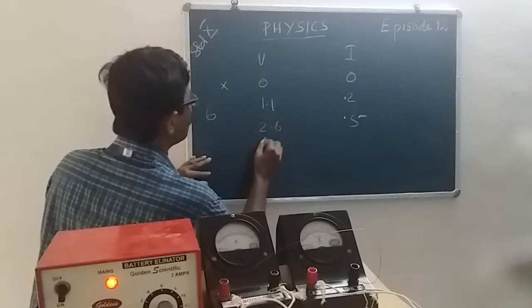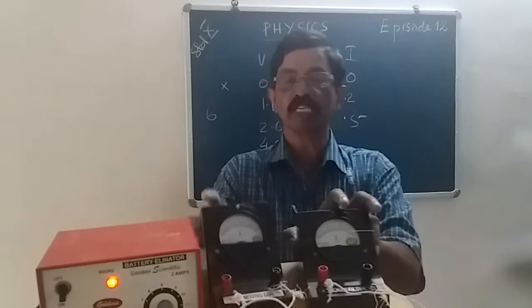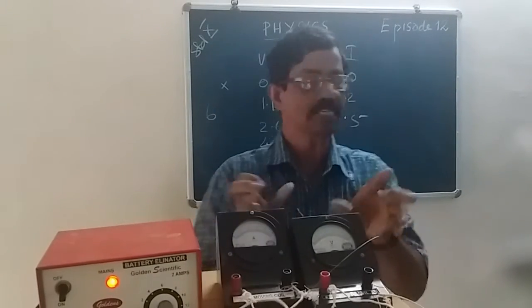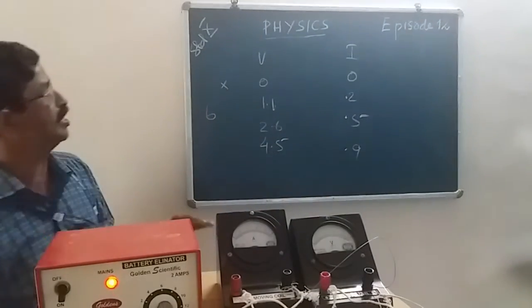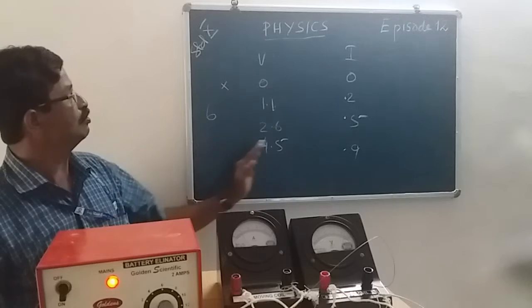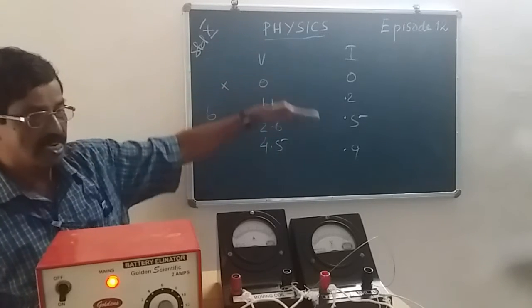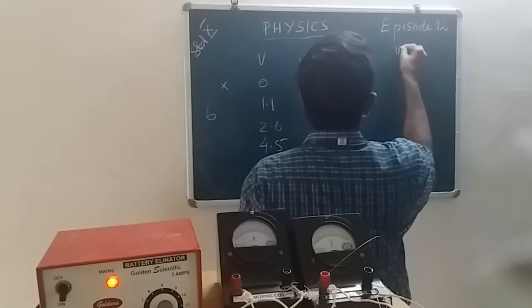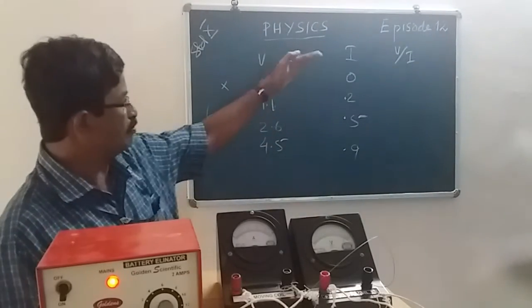but you can see the potential across it is 4.5. And the current through the ammeter is 0.9, that is between 0.8 and 0.9. Now this is the current and potential. Now we can find out V by I from this table.